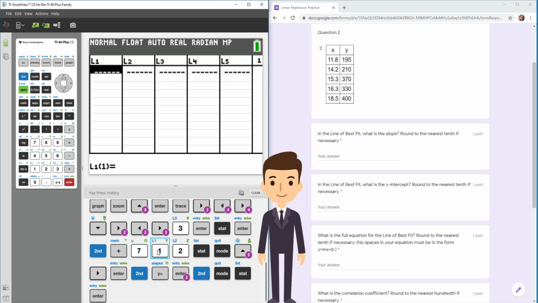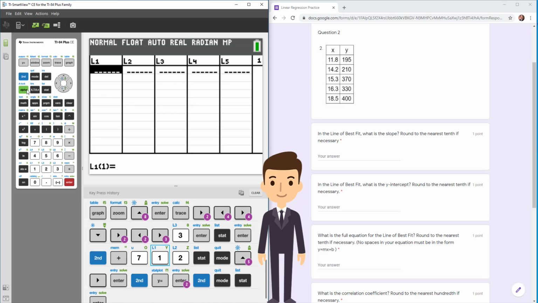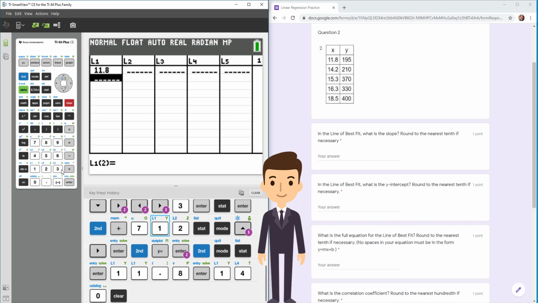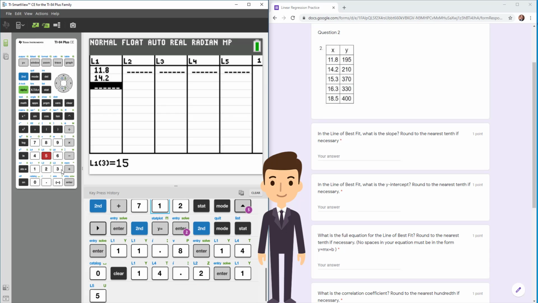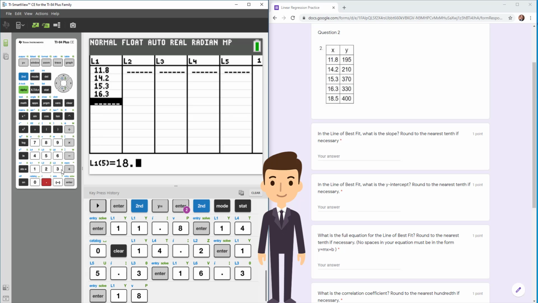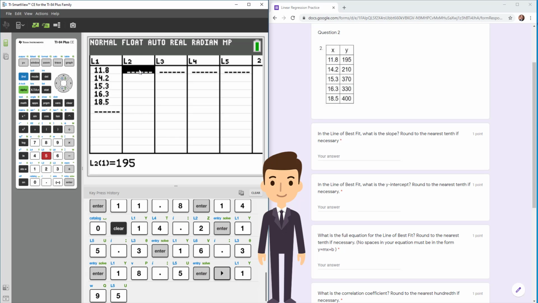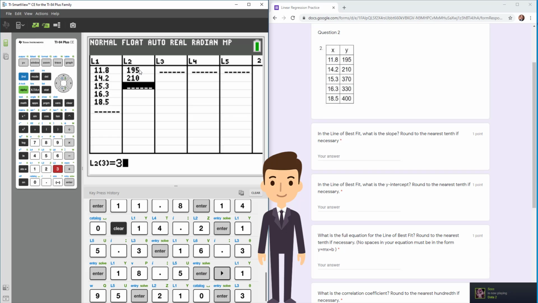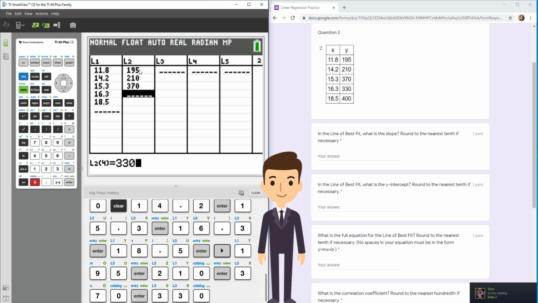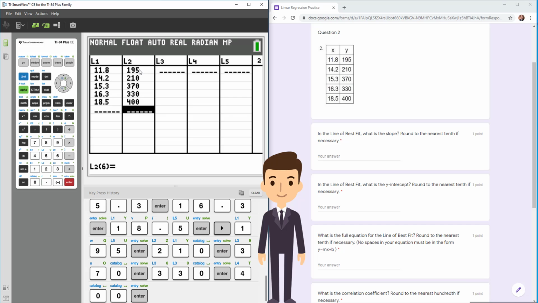So the data points they gave me were 11.8, right? Enter. 14.2. Enter. 15.3. Enter. 16.3. Enter. 18.5. Enter. Okay, so I got all of those on the left hand side. I'm going to go to the next one. 195, enter. 210, enter. 370, enter. 330, enter. And finally 400, enter.